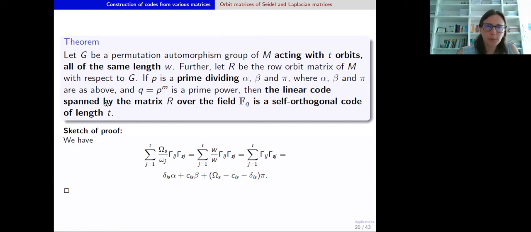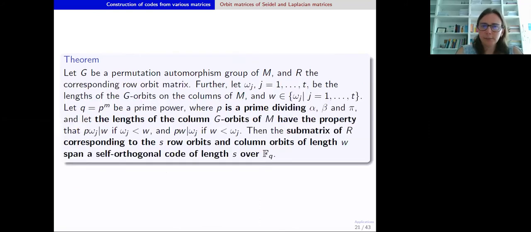So the main property is that you can obtain an orbit matrix. You can have a permutation acting in a particular way. But because of the nature of these nice matrices, Seidel, Laplacian, and signless, you can obtain self-orthogonal codes. This theorem can be further generalized in a way that this group does not have to act in all orbits of the same length. But if this is not the case, then you have omega j, which are the lengths of the G orbits on the columns, which are various numbers. And then you have a little bit different conditions.